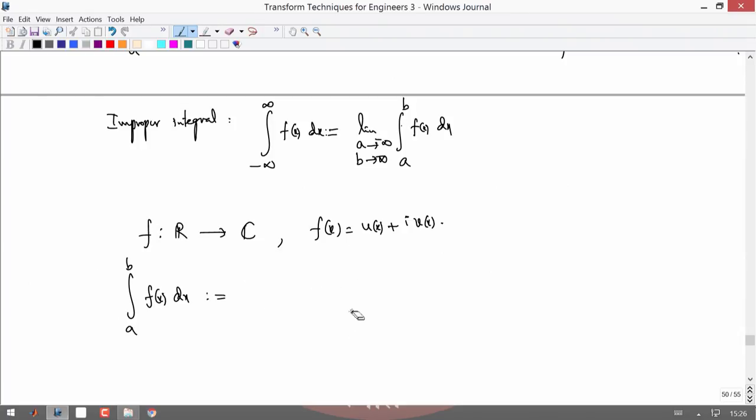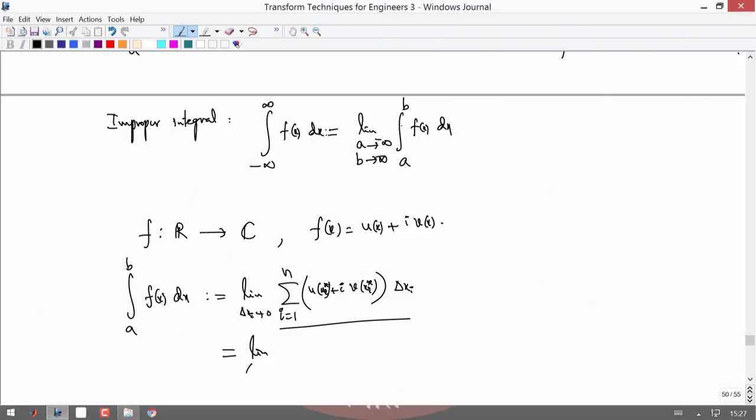So by definition you do the same thing. There is a limit as delta x_i goes to 0, of the summation with i from 1 to n of f at x_i star times delta x_i, where f is u at x_i star plus i times v at x_i star. This is a finite sum and you can split it into two parts.